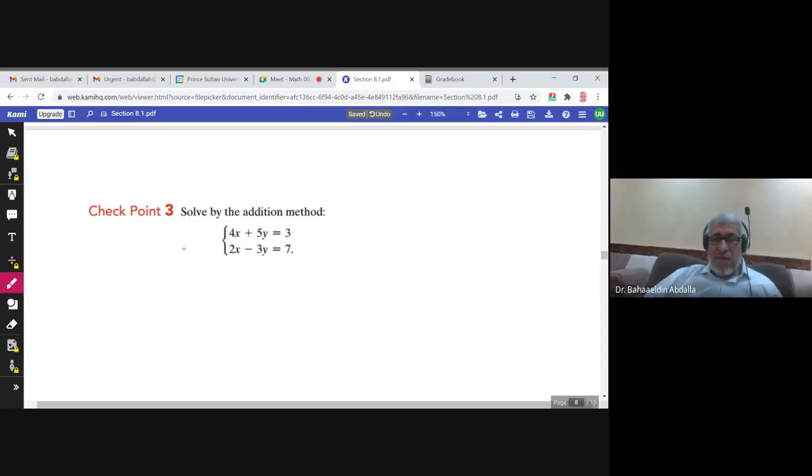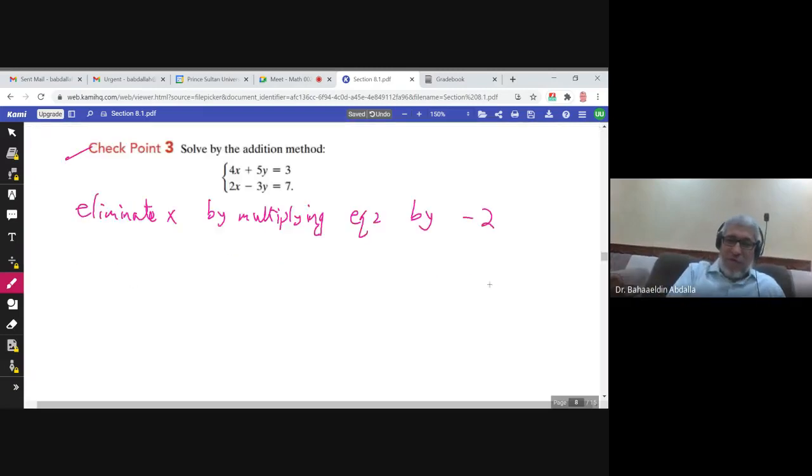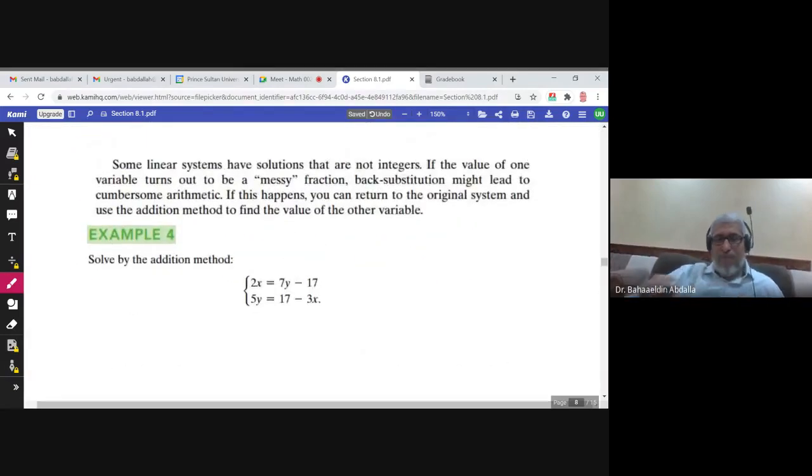Please use the addition method to eliminate x here. I advise you to eliminate x here by multiplying which equation? Equation 2 by what? This is 4. I need this to be negative 4, so I'll just multiply equation 2 by negative 2.